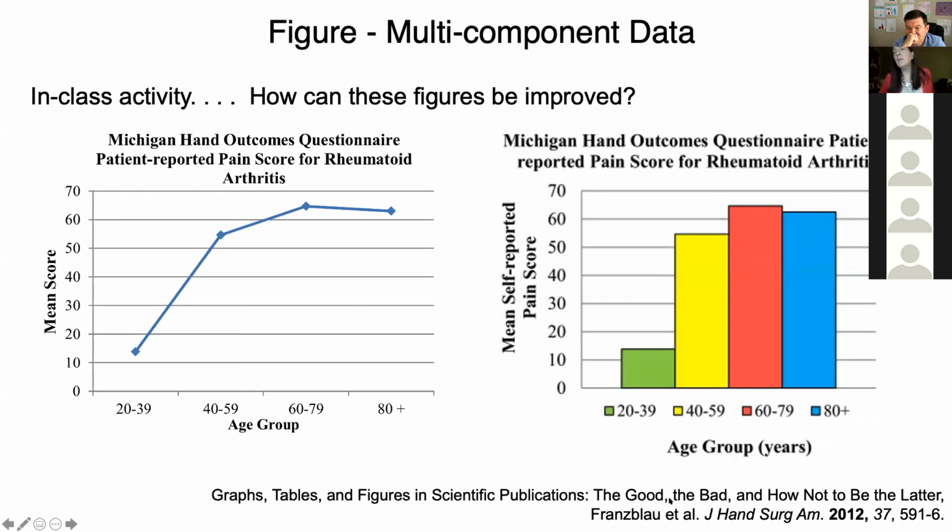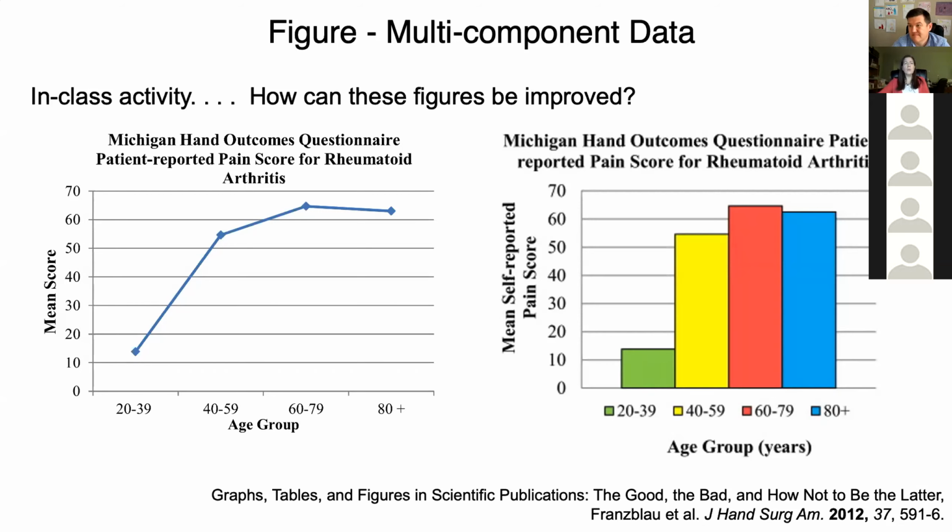In fact, I really enjoyed reading this paper that I got this example from. It's a really nice paper with a fun name: Graphs, tables, and figures in scientific publication: the good, the bad, and the ugly, and how not to be the latter. It's really nicely done and shows good ways to present data. When you get to the point where you're writing your first paper, please, please take a look at this really nice article.